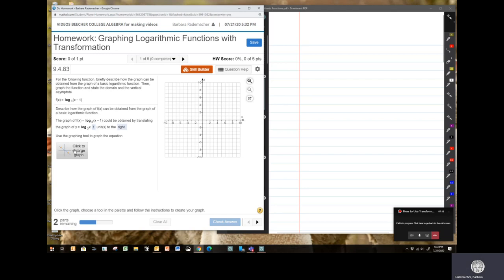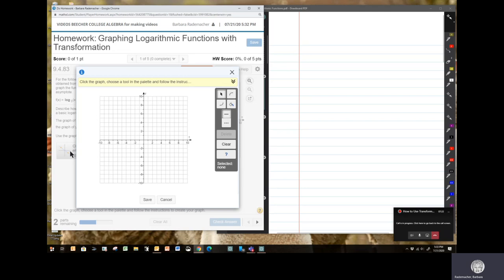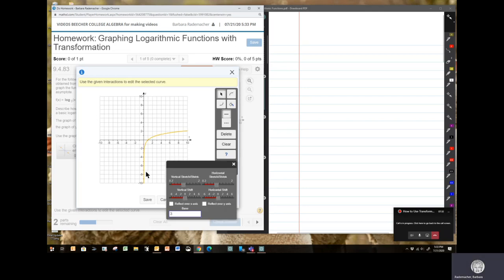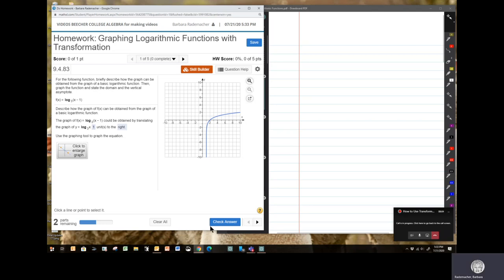Now we have to graph. Let's click and enlarge the graph. Now we're going to choose the icon for a logarithmic function right here. Click anywhere. This is the graph of the basic logarithmic function. We're going to be playing with it by changing it. Now there is a horizontal shift, and that's the only kind of transformation we're dealing with, a horizontal shift of 1 to the right. So that's going to be positive 1. And that's it. Look at our base. It's already 3. So let's save and check our answer. Bravo for us.